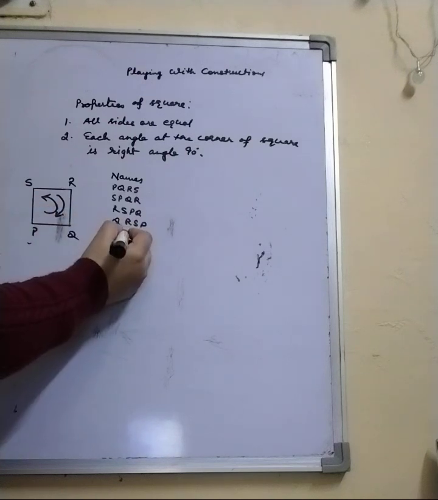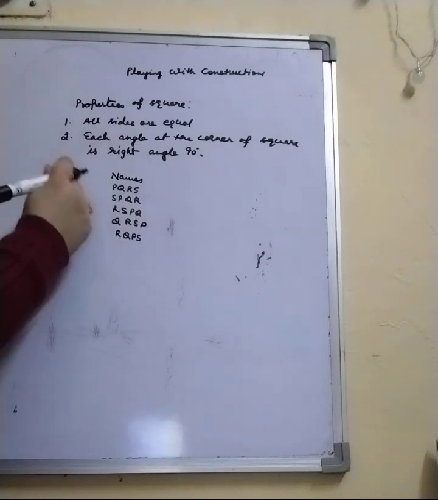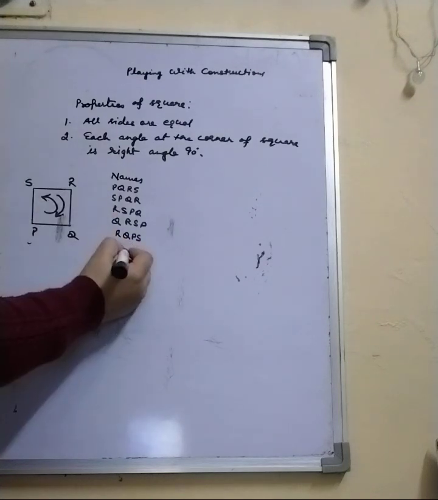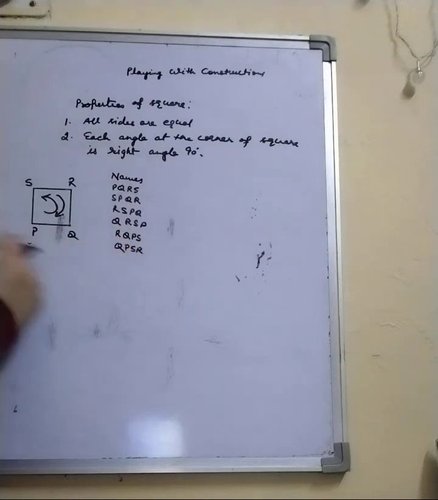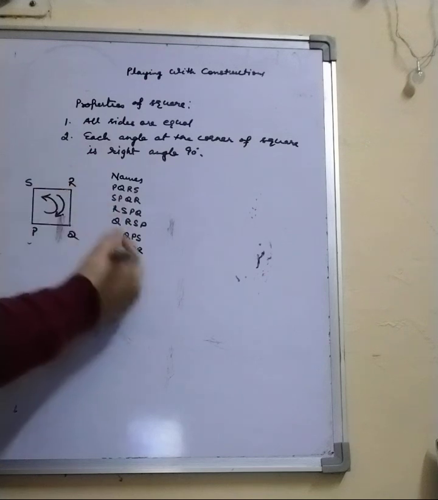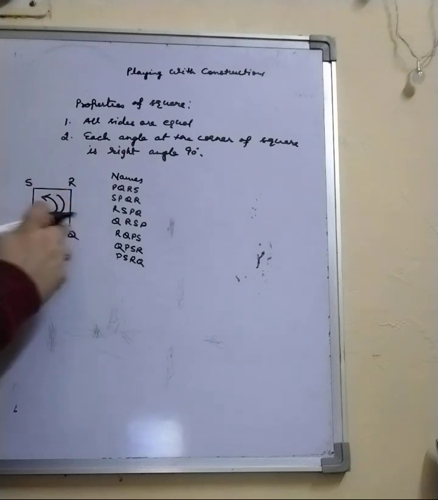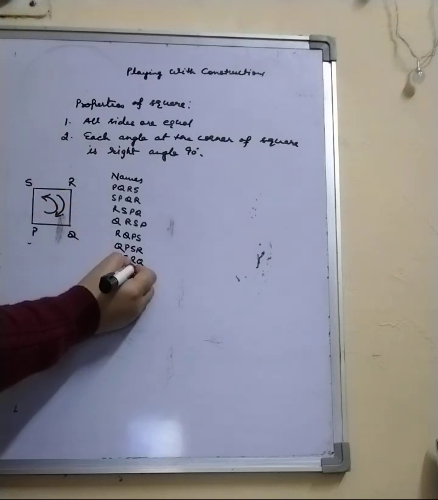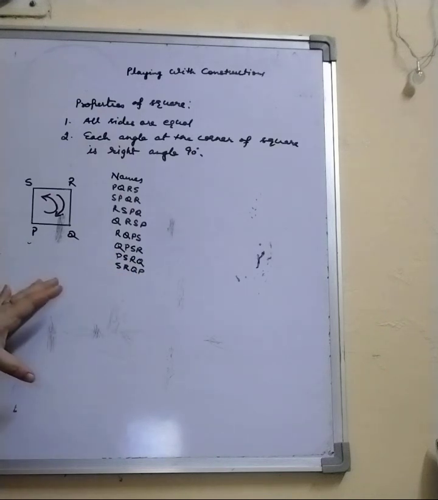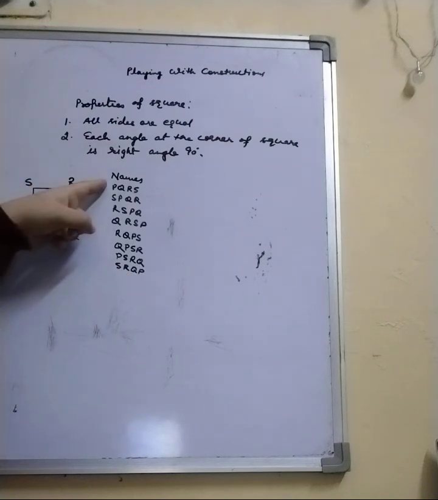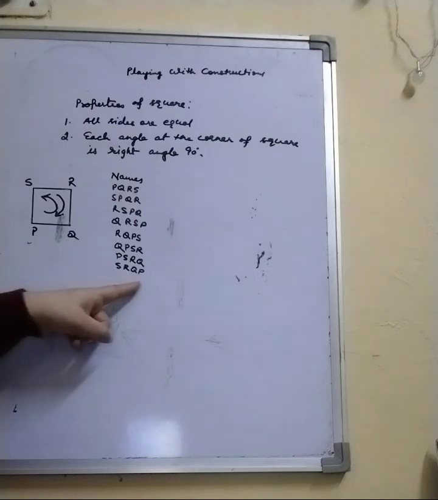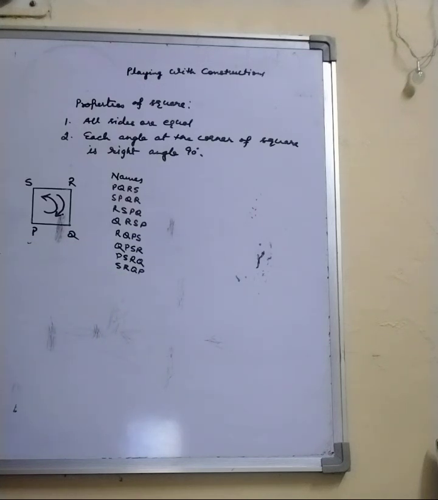So you would have RQPS, starting with RQPS, then you can write QPSR, then PSRQ, and then SRQP. So depending on the figure, the number of corners decides how many letters there would be. Here there are 4 corners, so the naming would consist of 4 letters.